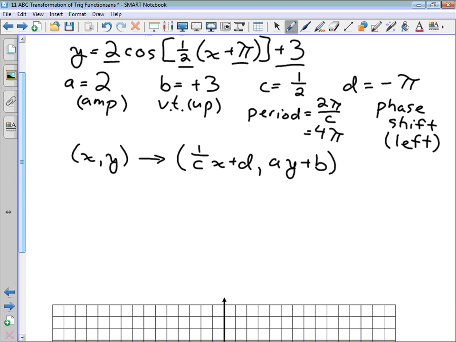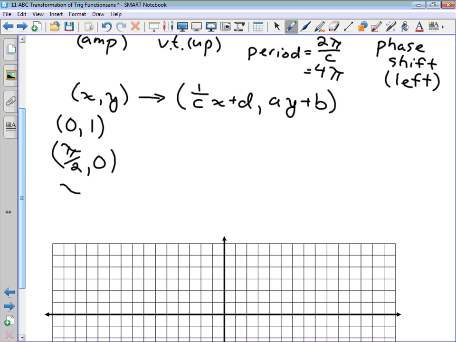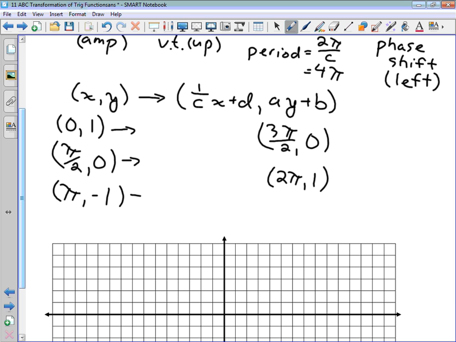So our key points for cosine are going to be our starting point, (0, 1), (pi over 2, 0), (pi, negative 1), and (3 pi over 2, 0), and finally, when we've gone a full period, (2 pi, 1), it's back to 1. So you need to be able to graph these key points for both sine and cosine to be able to do these transformations. Now it's just a matter of taking our x and our y value and subbing them into these equations that we have here.